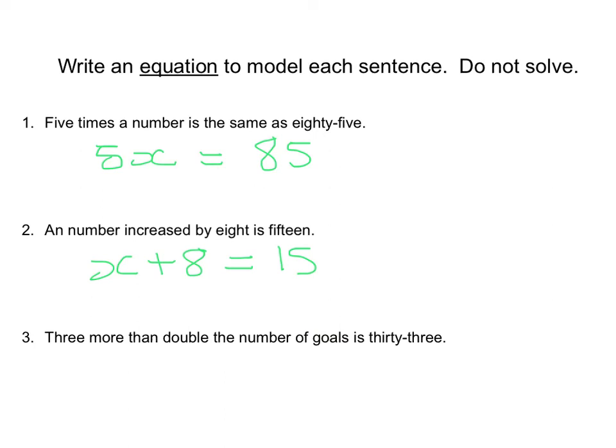So let's write the equation for this last one. 3 more than double the number of goals is 33. So we have to double the number of goals, and we have to add 3 to that. 3 more than double the number of goals, and the result is, equals, 33. And we would be able to solve for how many goals occurred in this question. But for now, we're not going to solve. We're just going to focus on writing equations, and we'll get plenty of practice of that in class.